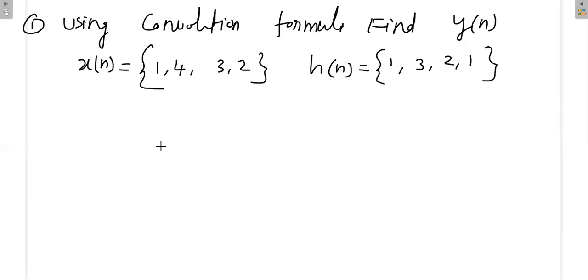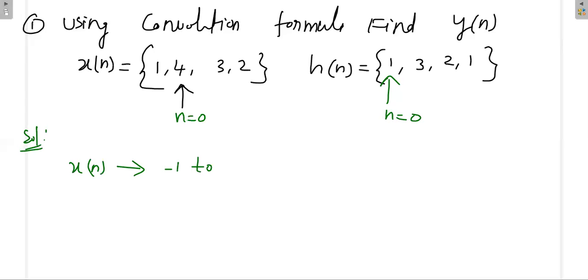Now again, the reference index is this one. Here they are not given anything. Even if they are not giving anything, what is the assumption? The first one we will take as n is equal to 0. If they are not given anything, the first one is n is equal to 0. But again here, x of n is going from where to where? It is going from -1 to plus 2. That means n varies from -1 up to plus 2.